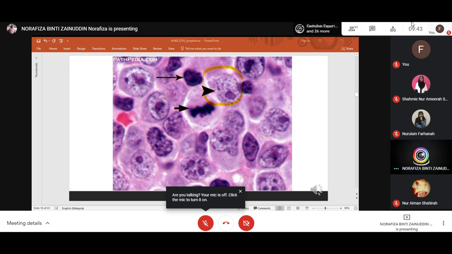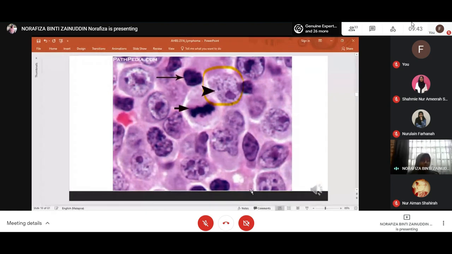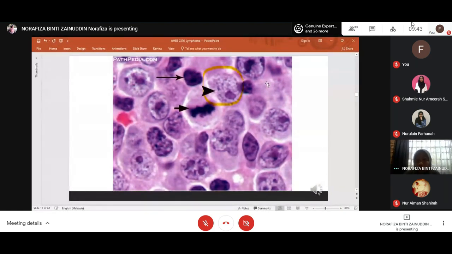Okay, sorry about that. Where were we? So I have mentioned the arrowhead just now. You can see mitosis here.